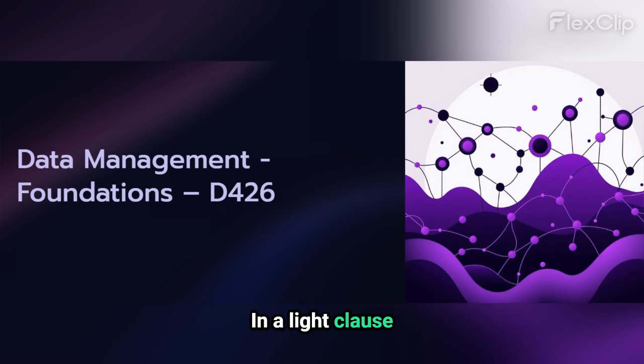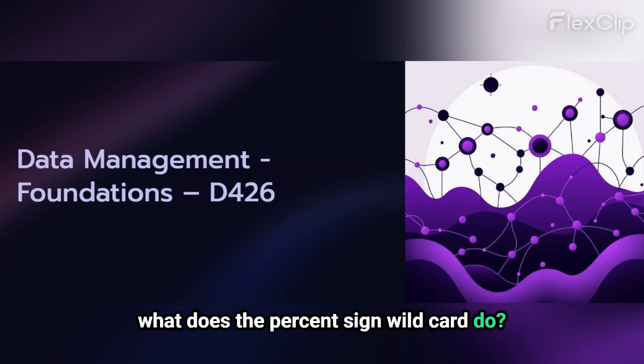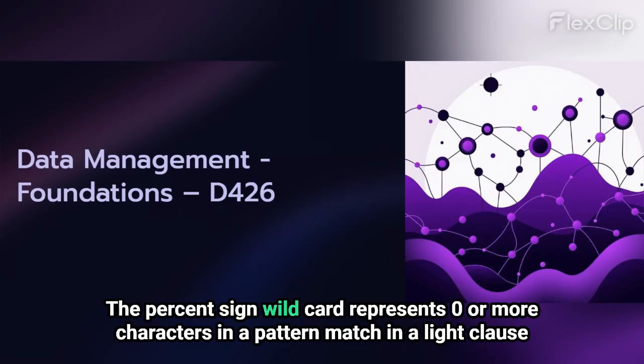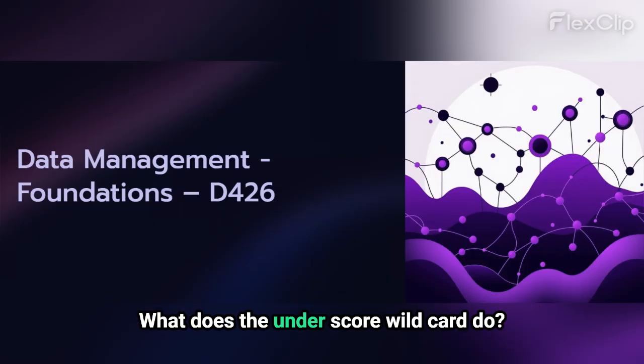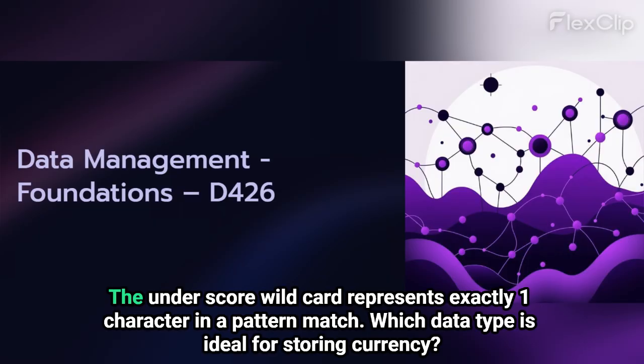In a like clause, what does the % sign wildcard do? The % sign wildcard represents 0 or more characters in a pattern match. In a like clause, what does the underscore wildcard do? The underscore wildcard represents exactly one character in a pattern match.